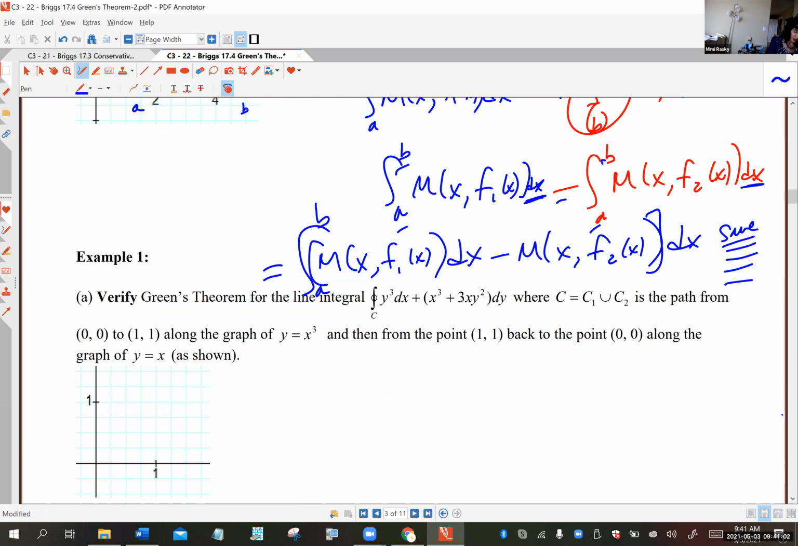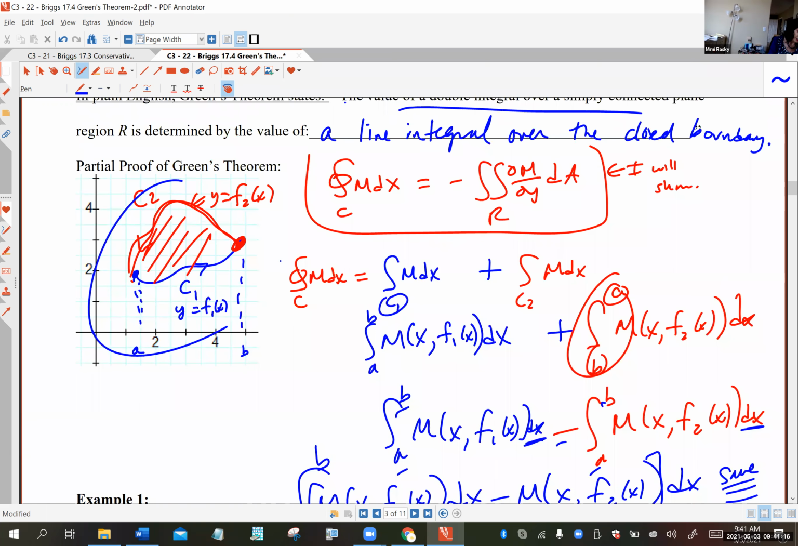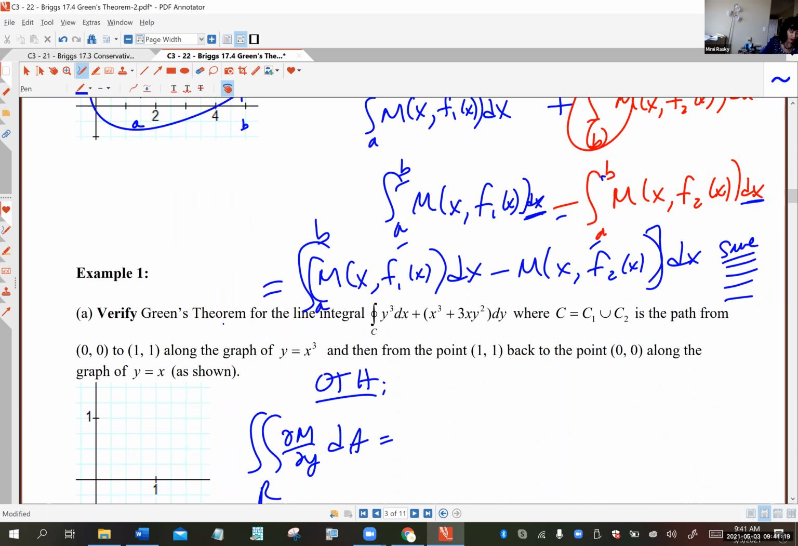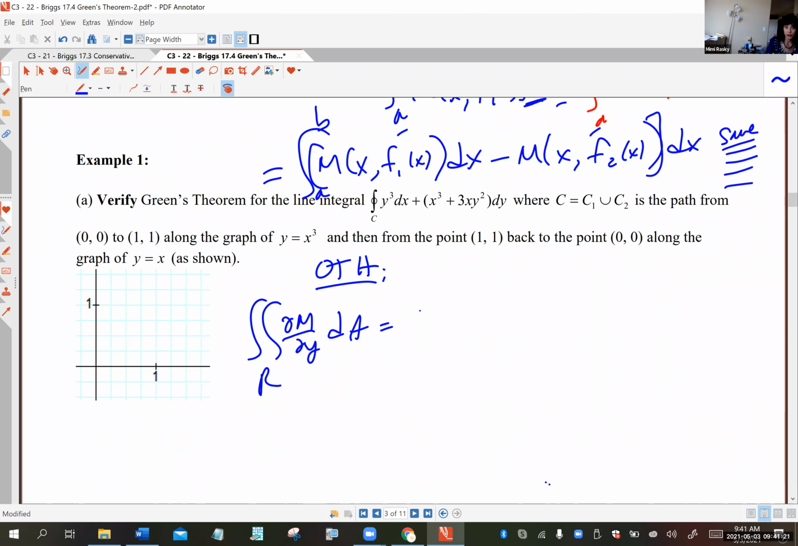OTH stands for on the other hand. On the other hand, if you consider this double integral over R of the partial of M with respect to y, dA, if I were to iterate this integral for this region here, which I shaded in, there's R, using the vertical simple choice for a region of integration, x is going from A to B, y is going from a low of f1 of x to a high of f2 of x, and then I've got dM/dy, and then I've got dy dx here, like so.